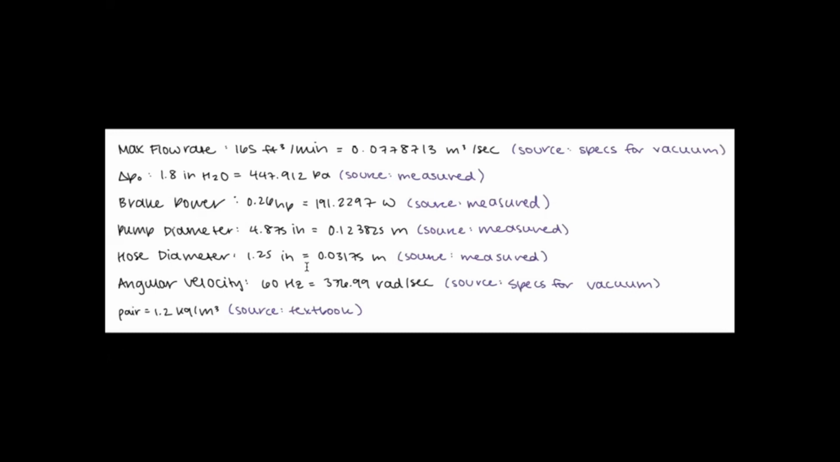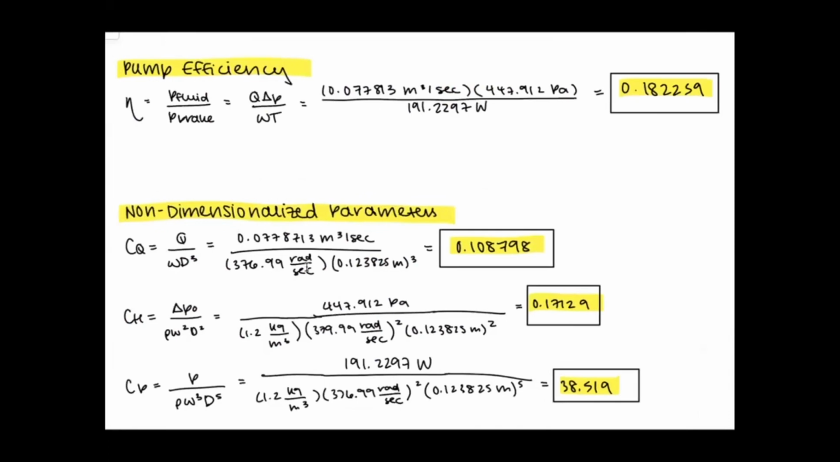Although our vacuum was no longer operable, the vacuum in the forklift studio functioned similarly with the radial pump, so we decided to take measurements from it for our calculations. We were able to measure the delta P, pump diameter, hose diameter, and power using a pressure gauge, tape measures, and ammeter, and found specifications online for the max flow rate and angular velocity of the pump. It's important to note that the values that we found are the pump not operating at max efficiency. This can be seen in our pump efficiency calculation, in which we got about 18% efficiency for a pump.